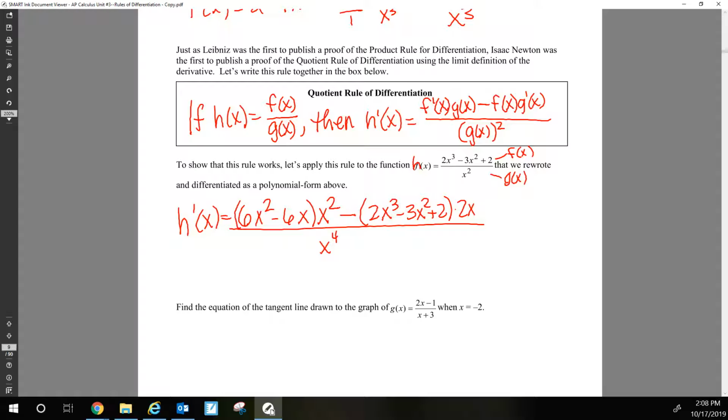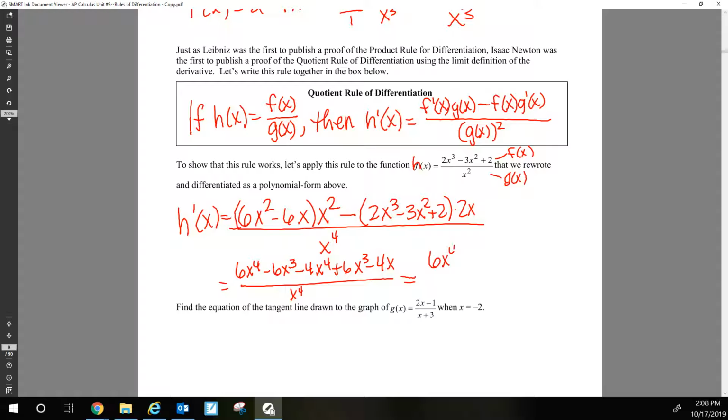All right, so do some distribution. 6x squared times x squared is 6x to the 4th. Minus 6x times x squared is minus 6x cubed. We got minus 2x times 2x cubed would be minus 4x to the 4th. Negative 2x times negative 3x squared. Negative 2 times negative 3 is 6, and then I've got 2 3x's. And then negative 2x times 2 is negative 4x. All over x to the 4th.